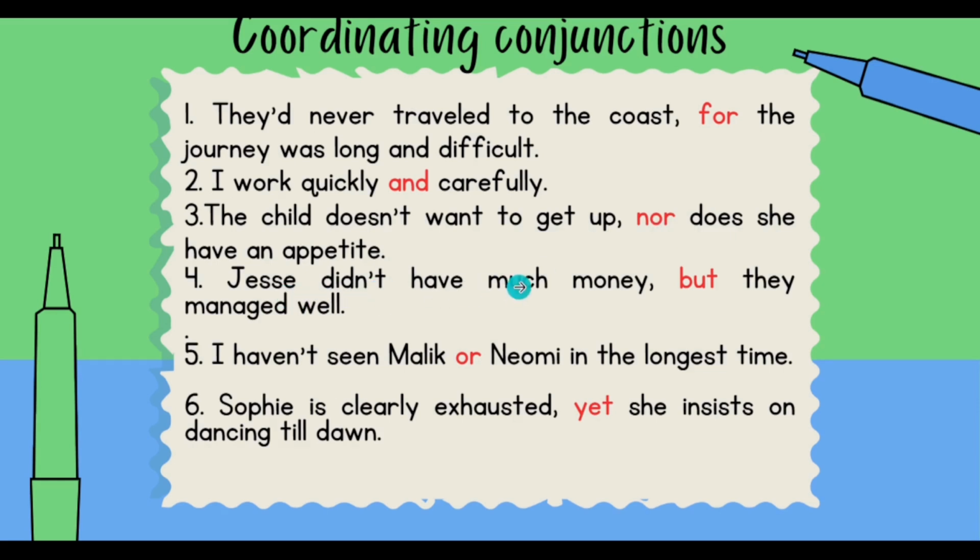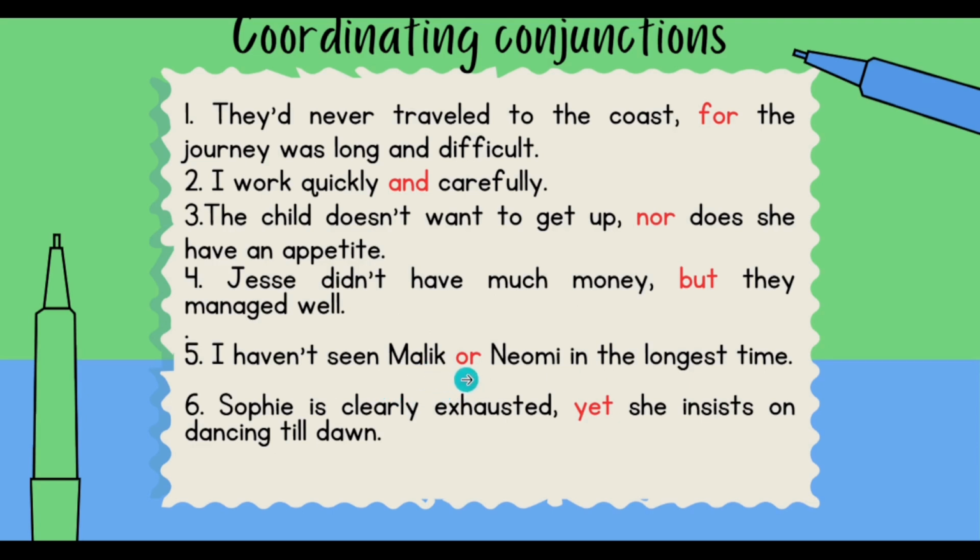Jessie didn't have much money, but they managed well. When the elements that a coordinating conjunction joins are 2 independent clauses, a comma is used. So the independent clause over here is Jessie didn't have much money. Another independent clause, they managed well. But is the coordinating conjunction.